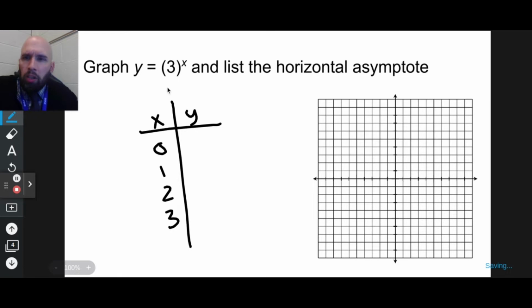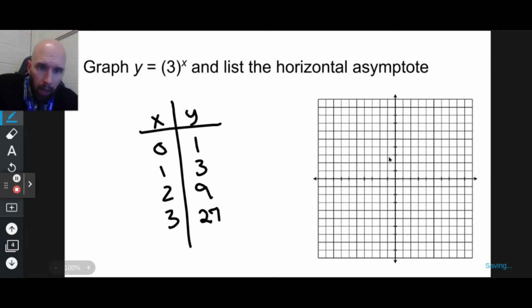So I'm going to plug in 0. 3 to the 0th is 1. Anything to the 0th is 1. 3 to the first power is 3. 3 to the second power is 9. 3 to the third power is 27.